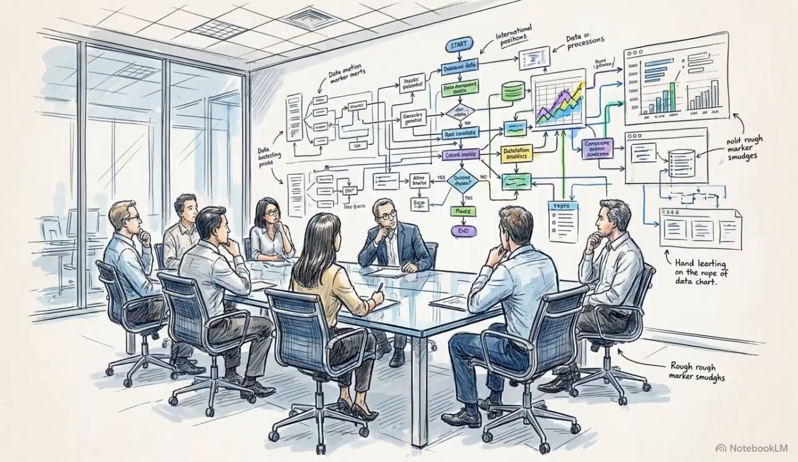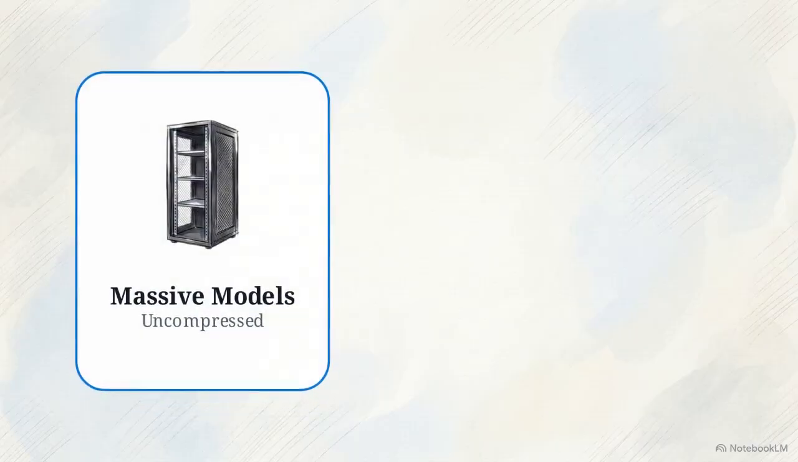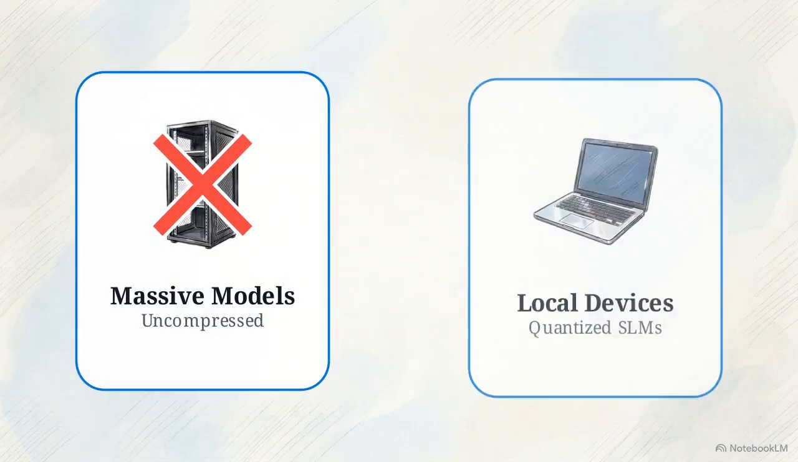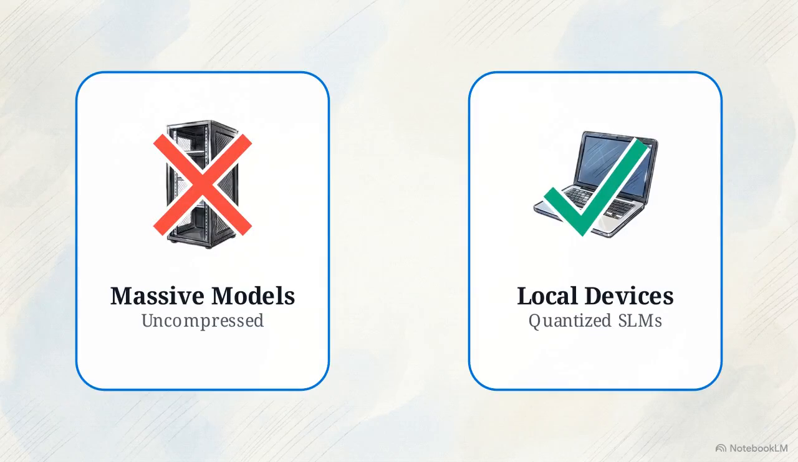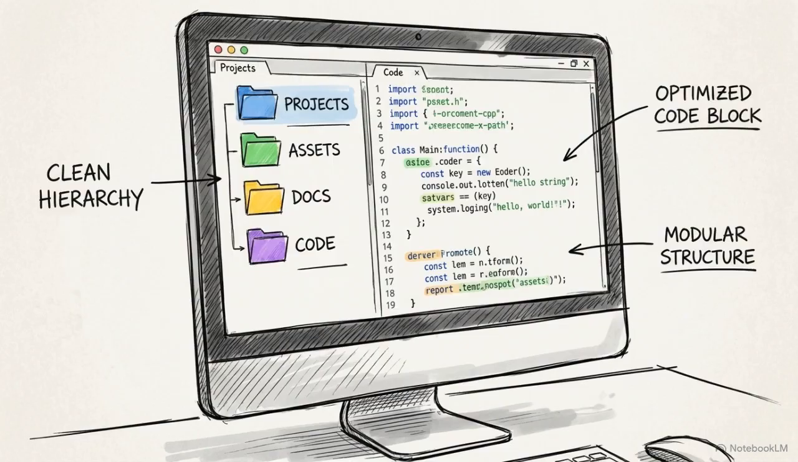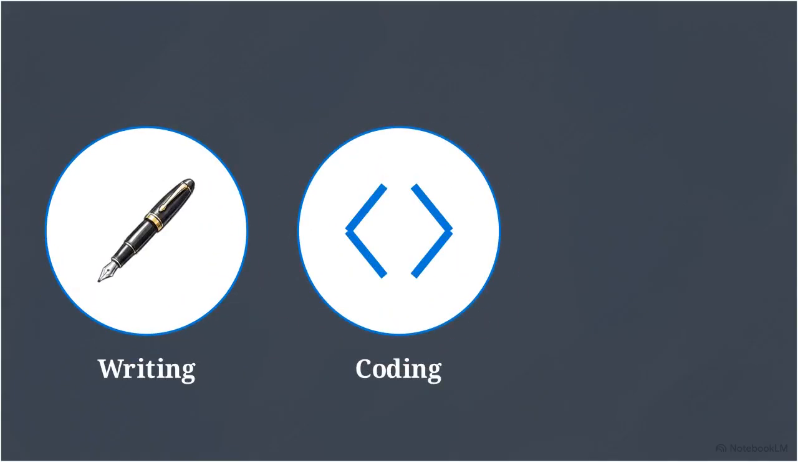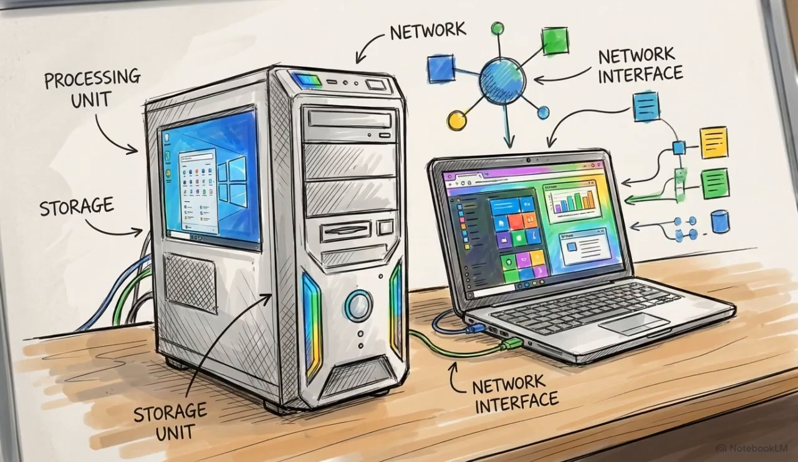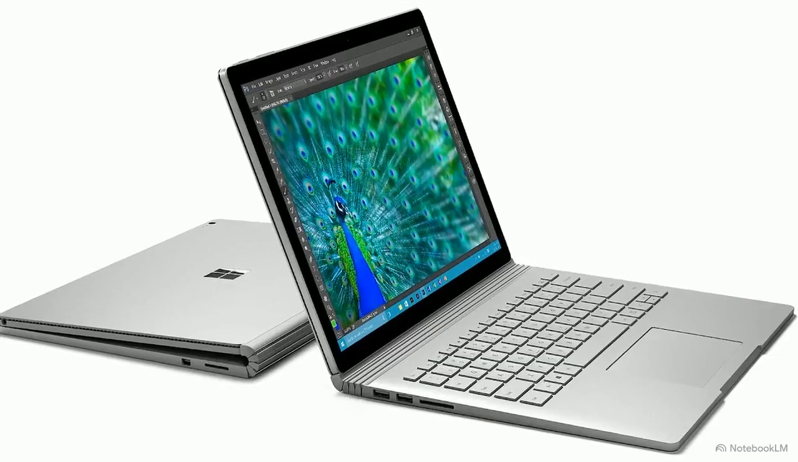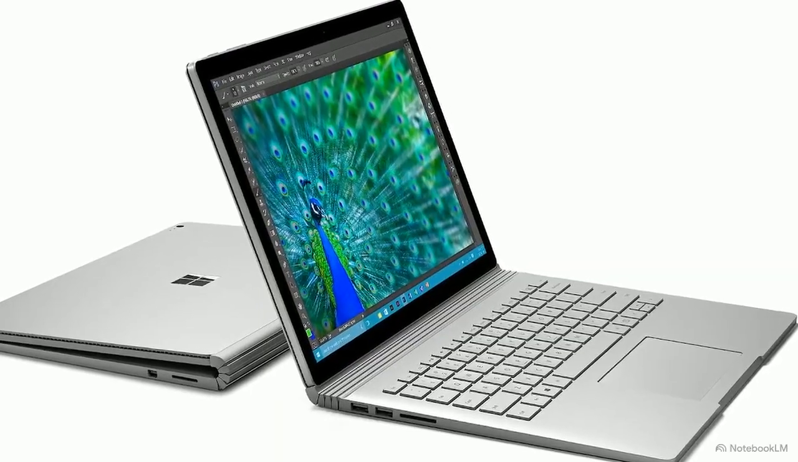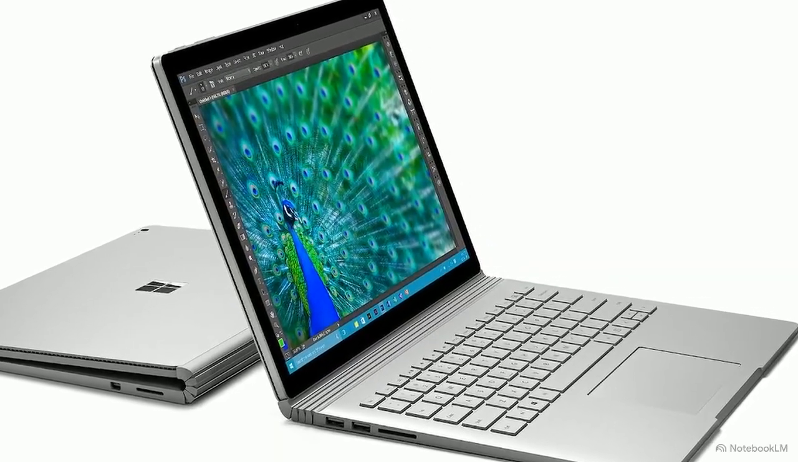There is a growing realization in the industry that massive, uncompressed models aren't always necessary for high-level daily tasks. Developers are now training small language models on highly curated data, specifically intended to run efficiently on standard desktop processors. Practical tools for writing, coding, and basic image generation are no longer locked behind the latest hardware. With the right optimization, these capabilities are accessible on the machines many people already own.